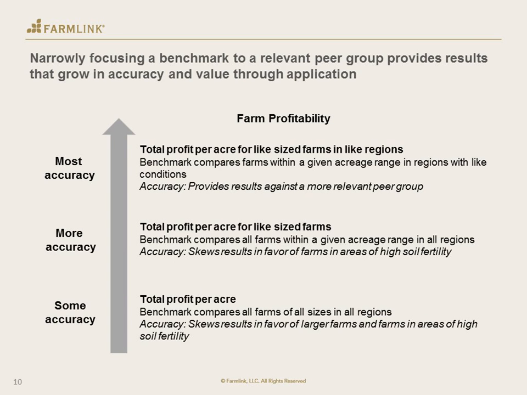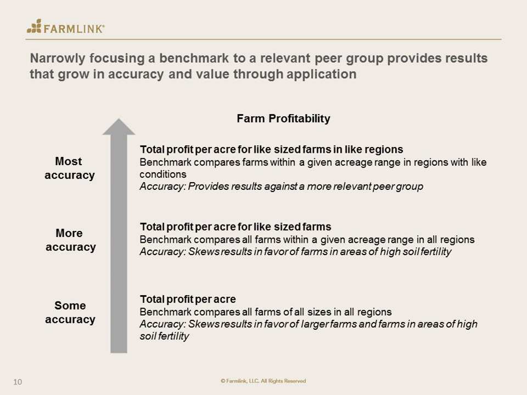If you compare farms of all sizes in all locations to provide a benchmark, the results may be skewed in favor of larger farms due to scale efficiency, or farms in areas of high soil fertility, for example. So your benchmark has some accuracy. Narrowing the focus of your comparisons creates more value because you're comparing to a more relevant peer group. The accuracy of the benchmark increases if we compare total profit per acre of all like-sized farms. The results, however, could still favor farms in areas of high soil fertility, but it is increasing in accuracy.